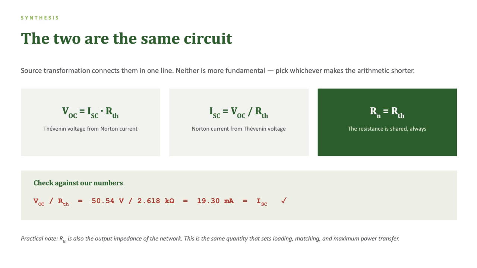Thevenin is not an exam artifact. It is output impedance. It is what tells you whether your sensor can drive your ADC. It is why an op-amp buffer exists. And it is the quantity that appears in maximum power transfer, when the load resistance equals Thevenin. You will meet this number again in electronics, and again in communications.